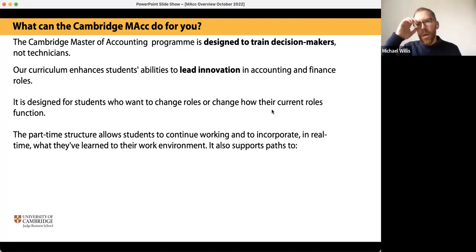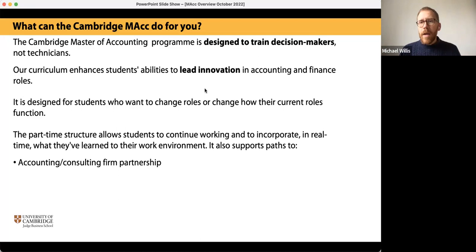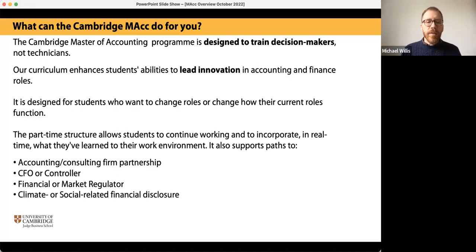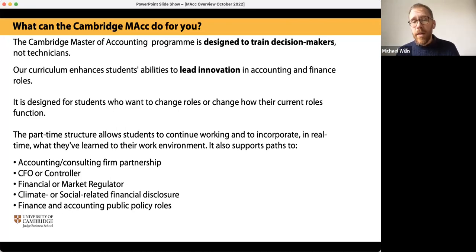they're doing. We've designed the program to support a number of career paths, including the path to accounting consulting firm partnership, the path to a CFO or controller role in an organization, regulatory career paths in financial markets, emerging areas like climate, social related financial disclosures, or public policy roles in finance and accounting. These are examples of the types of career paths that we've designed the program to support and what our students have been doing and have gone on to do.